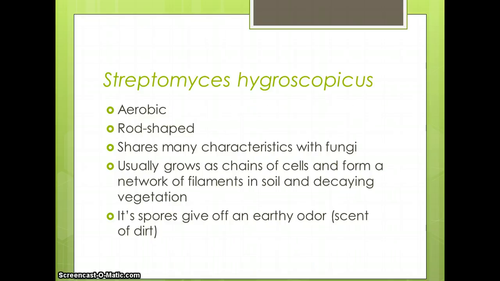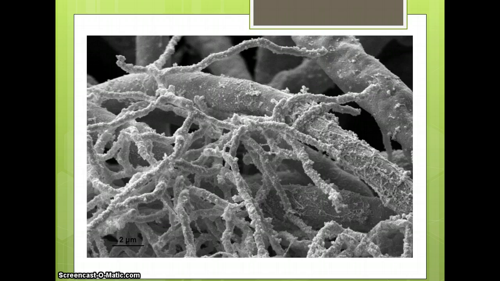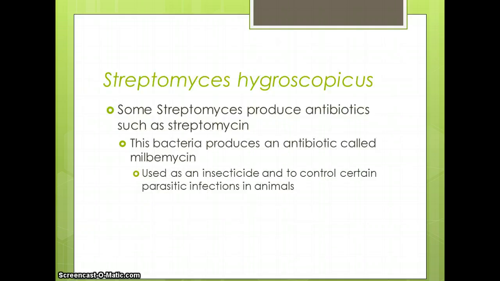Streptomyces hygrophobicus is aerobic, rod-shaped, and shows many characteristics of fungi. It usually grows as chains of cells and forms a network of filaments in soil and decaying vegetation. Its spores give off an earthy odor, the scent of dirt. This is the picture of the bacteria.